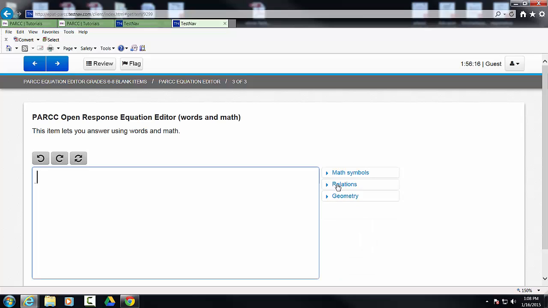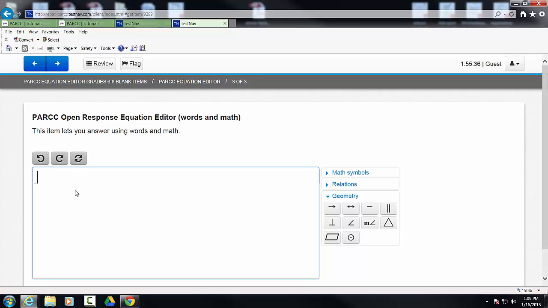I'm going to collapse math symbols and I'm going to go to relations. Equal, not equal, similar, not similar, less than, greater than, approximately equal, not approximately equal, less than or equal, greater than or equal, congruent, not congruent. I'm going to collapse relations and I'm going to open up geometry. Ray, line, line segment, parallel, perpendicular, angle, angle measure, triangle, parallelogram, and circle.